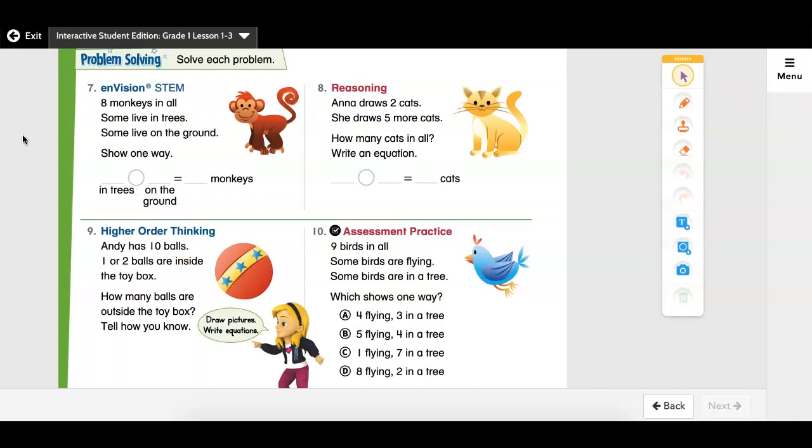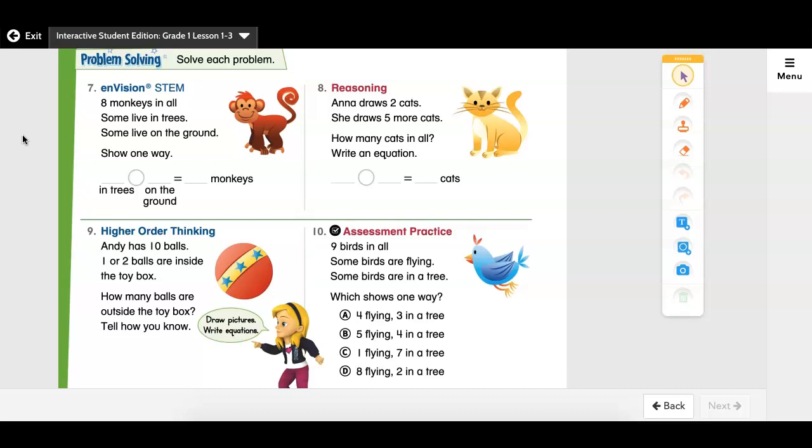For the last page of our workbook, this is page 16. Page 16, number 7, with our picture of a monkey. It says 8 monkeys in all. Some live in trees, some live on the ground. Show one way. So our equation is already set up for us. It says blank in trees plus blank on the ground equals blank monkeys.